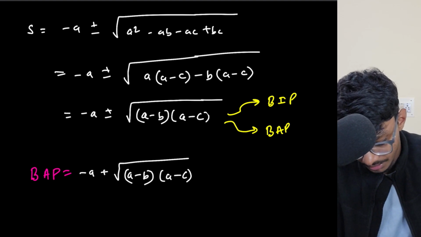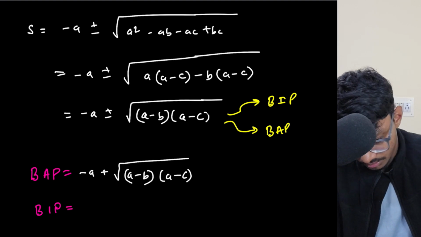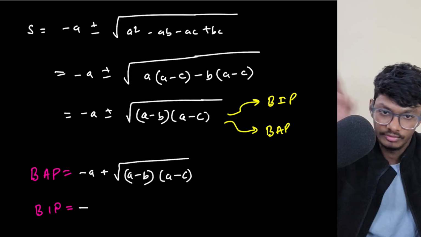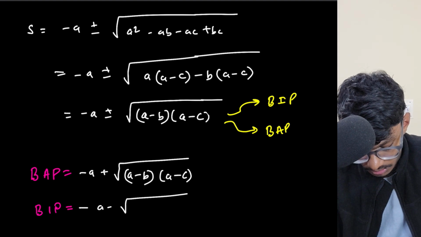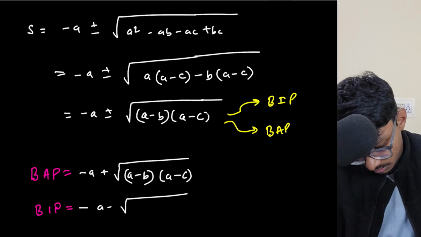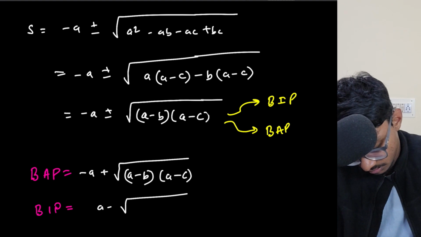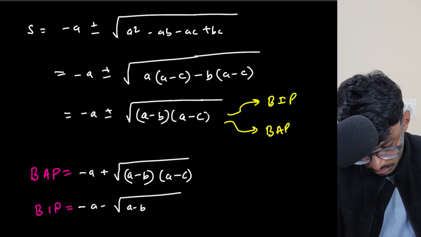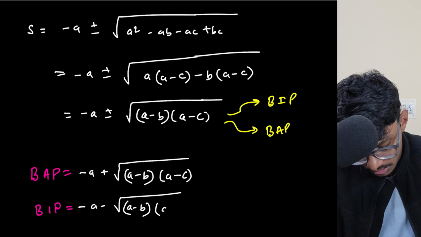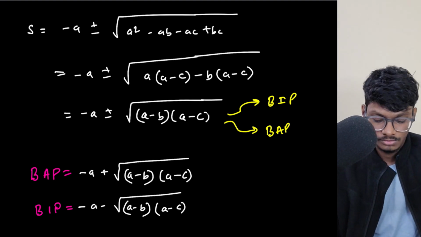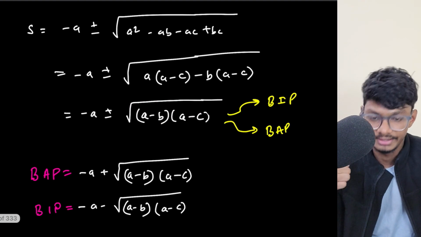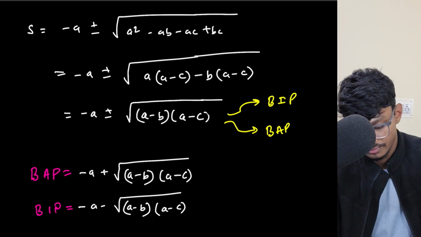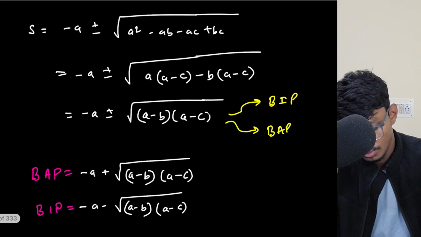And what about my break in point? My break in point will be more further away from the origin, minus a minus under root a minus b into a minus c. So now obviously what was my center and radius? Radius is simply the difference of these two, divided by 2. I will just show you the radius and the center.